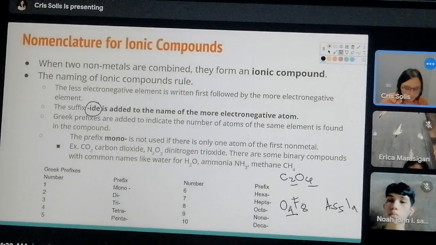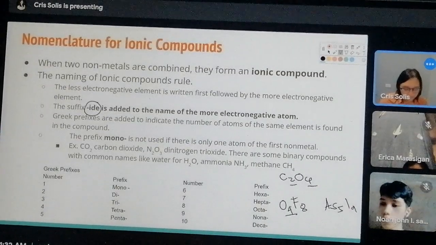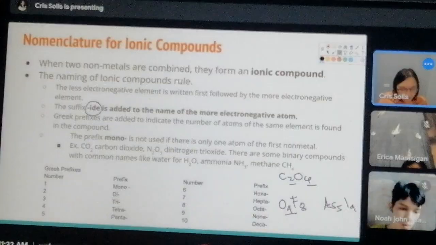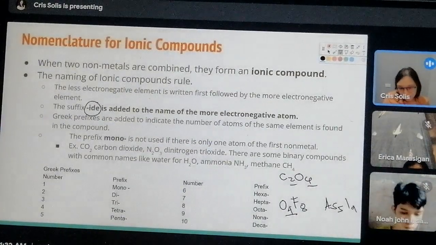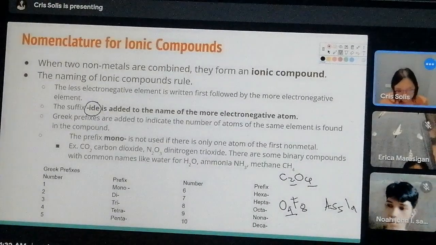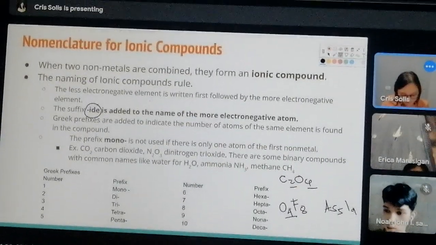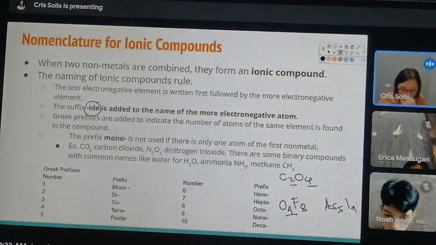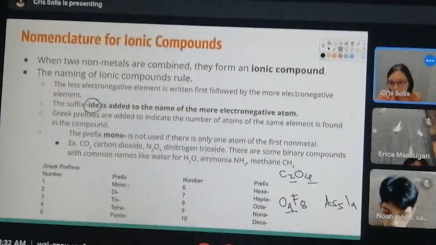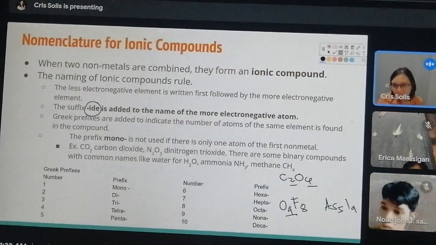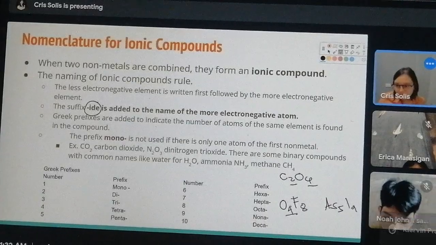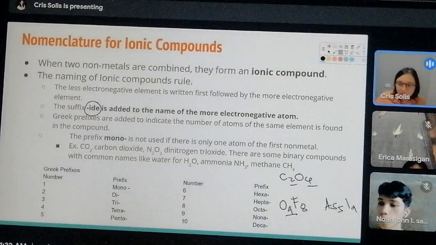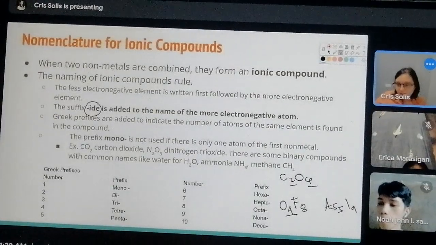AS5, I9. Ano yung AS? Ano yung I9? Clarice. Hindi ko po alam. Hindi mo alam, anak? May mga periodic table ba kayo? Mukhang wala. Kailangan yan, ha? Hanap-hanap. Hindi kayo mabubuhay sa akin kung wala kayong periodic table.